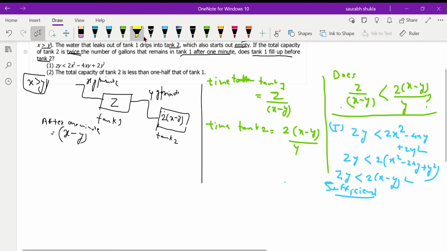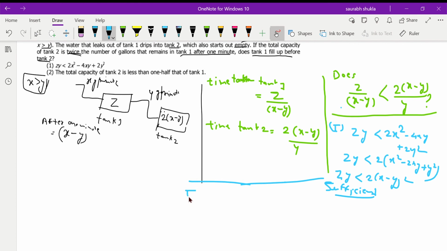Now let's go to statement 2. Let me write it down here. Statement 2 says the total capacity of tank 2, so let me also convert it into variables. What is the total capacity of tank 2? It is 2 times (X minus Y), and it is less than half of that of tank 1. What is the capacity of tank 1? It's Z. So it is saying this is less than half of Z.